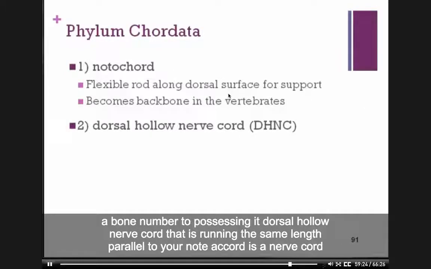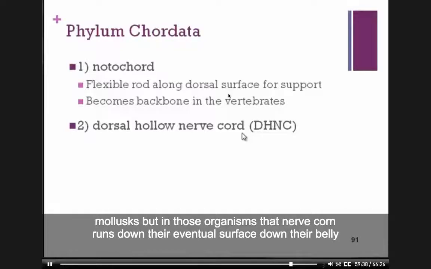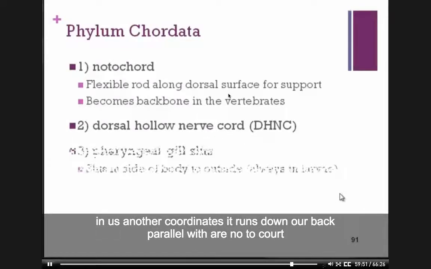Number 2, possessing a dorsal hollow nerve cord. Running the same length, parallel to your notochord, is a nerve cord. Now, nerve cords do run the length of other animals, like annelids, arthropods, mollusks, but in those organisms, the nerve cord runs down their ventral surface, down their belly. In us and other chordates, it runs down our back, parallel with our notochord.